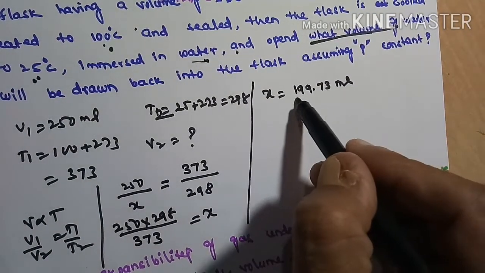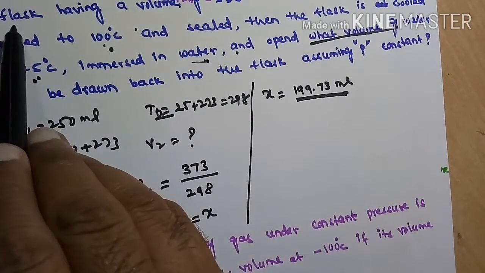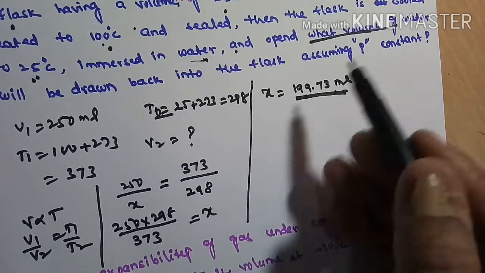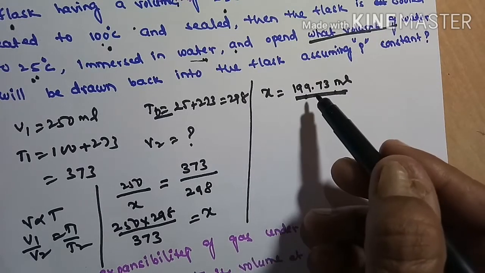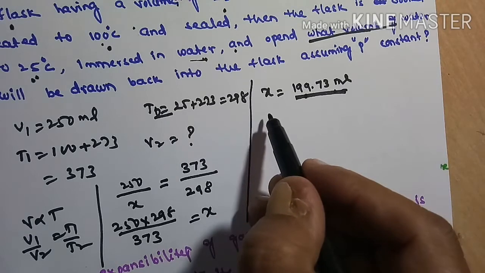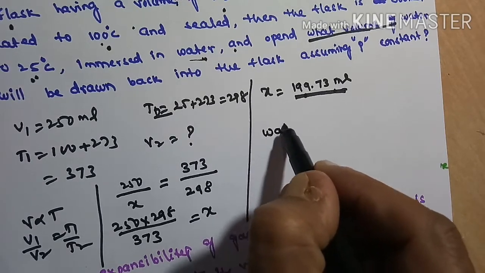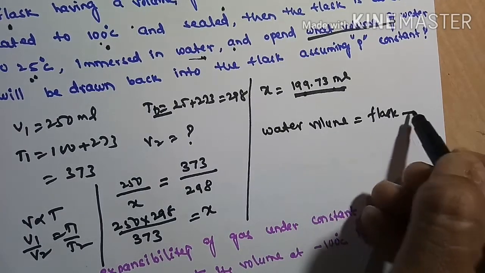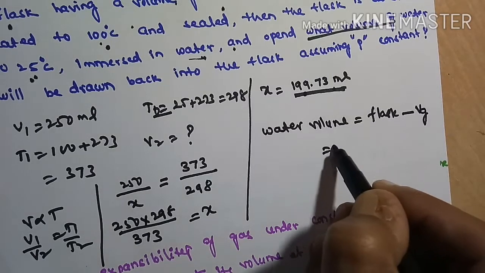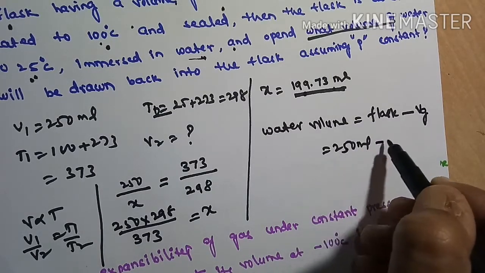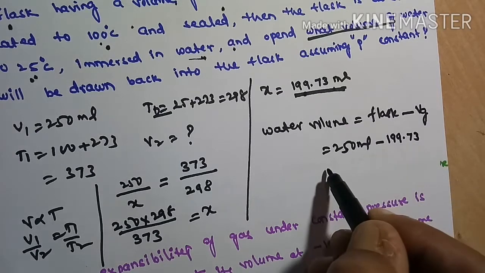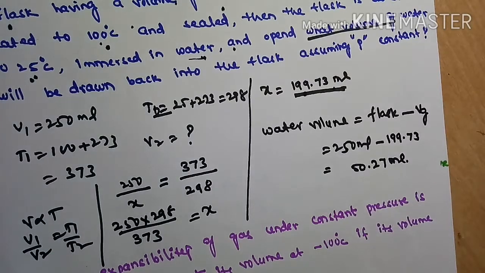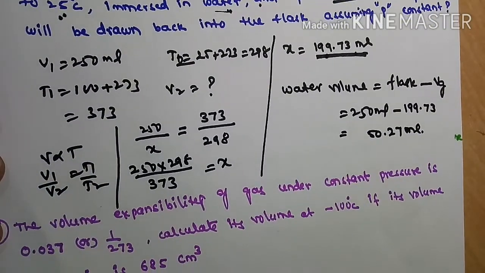199.73 milliliters we got. What is the volume of the flask? 250 ml. The gas is 199.73. The remaining is air? That means water will go and occupy the remaining space. So water is drawn back. Water volume is equal to flask volume minus volume of the gas. Flask volume is 250 ml minus 199.73. So we will get 50.27 milliliters. So this is the solution for the given problem.